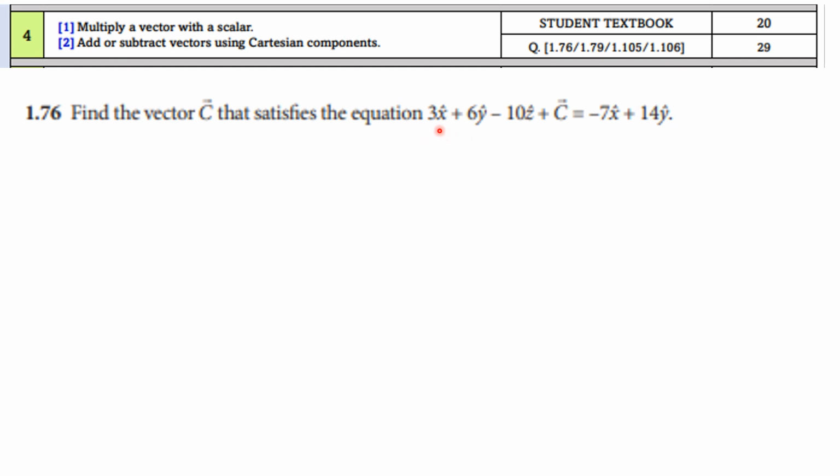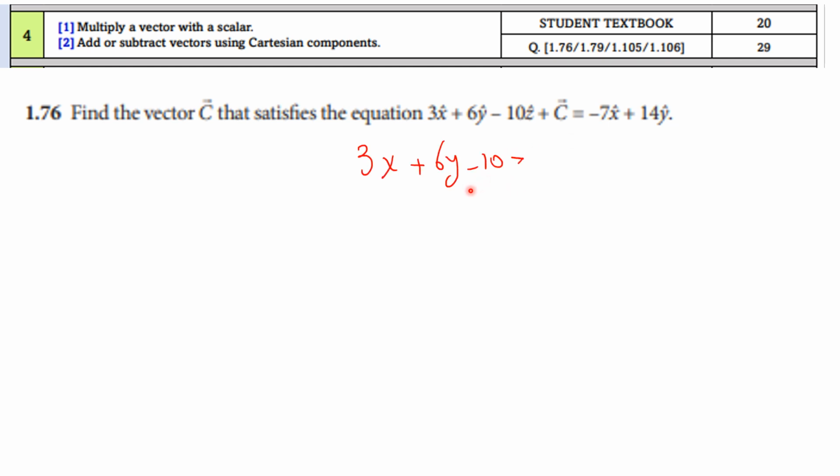So we have x, y, and z here, also equal to x and y. So we have to arrange this equation in a way to calculate vector C at the end. So it's just about arrangement. We have to add the x together, y together, and then z together to know at the end what's the value of vector C.